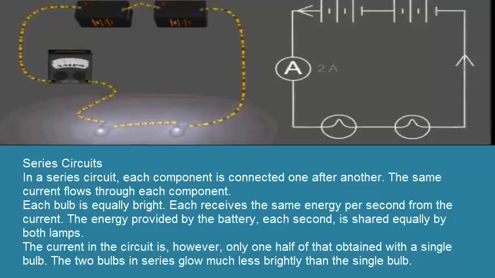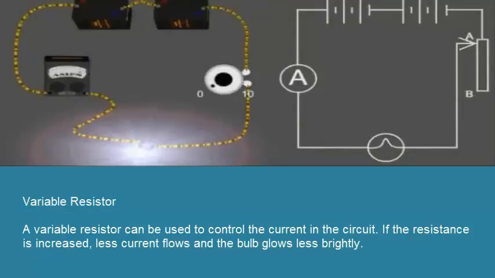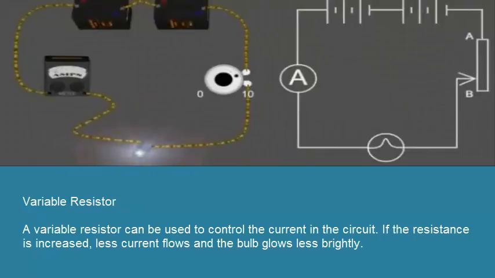The current in the circuit is, however, only 1/2 of that obtained with a single bulb. The two bulbs in series glow much less brightly than the single bulb. A variable resistor can be used to control the current in the circuit. If the resistance is increased, less current flows and the bulb glows less brightly.